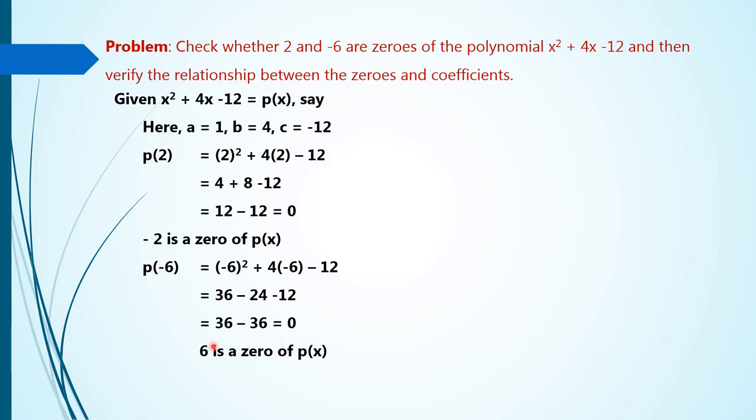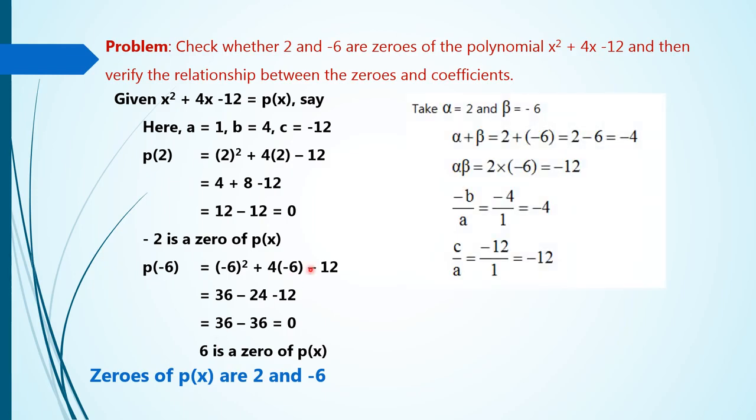Therefore whatever numbers he has given, they are zeros of x square plus 4x minus 12. So I got zeros of p of x are 2 and minus 6. Now let's verify the relationship between zeros and coefficients by using these zeros and the respective coefficients. Now take alpha is equal to 2 and beta is equal to minus 6. Calculate alpha plus beta, that's 2 plus minus 6, that's 2 minus 6, you will get minus 4. Alpha beta, the product of zeros, 2 into minus 6, that is minus 12.